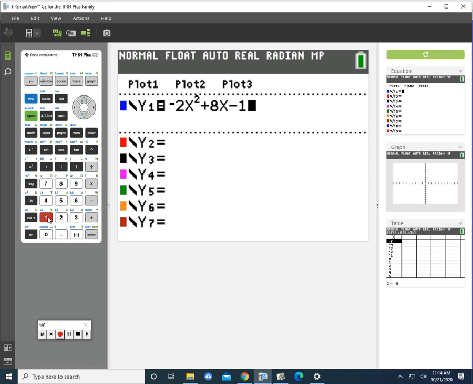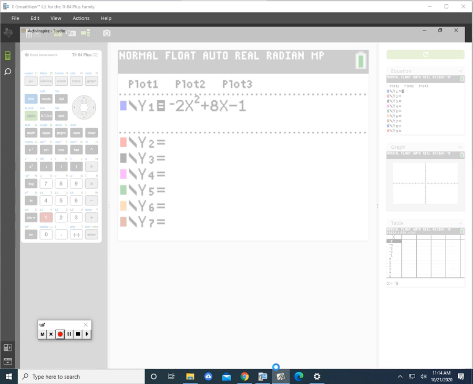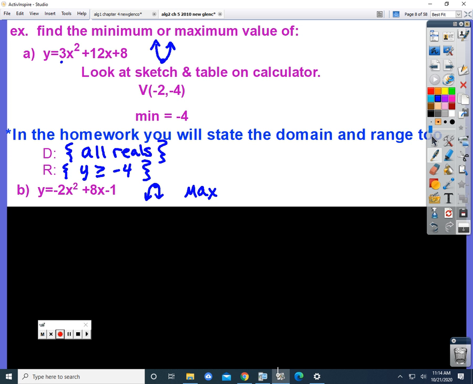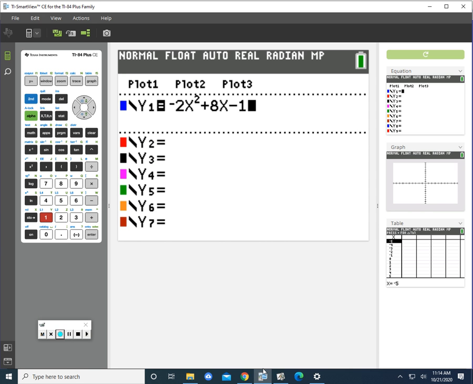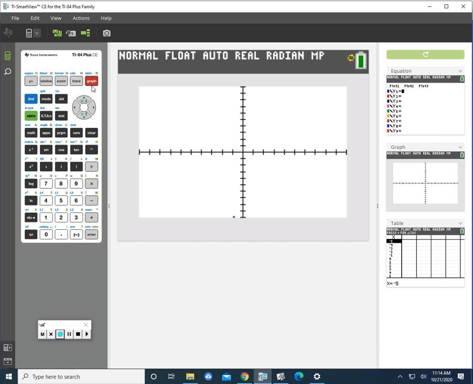Let me make sure that was right. Yep, that's it. Okay. So hit graph. It's going to go upside down. And remember, we're over here. We're looking at this vertex point. And it looks like I'm going to estimate it. 1, 2, 3, 4, 5, 6, 7.